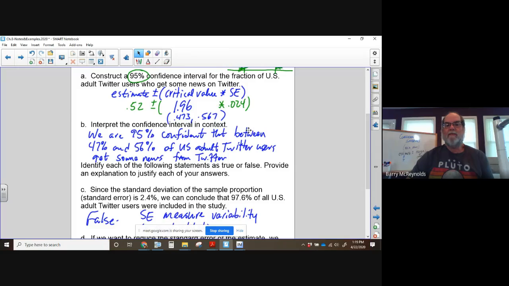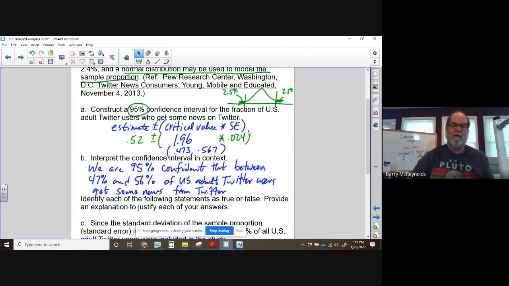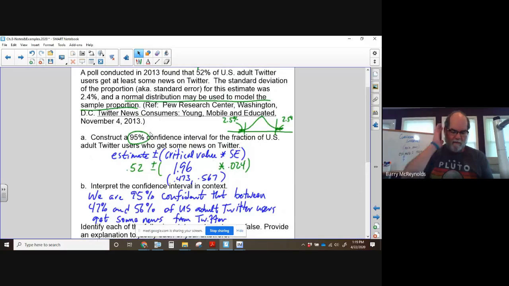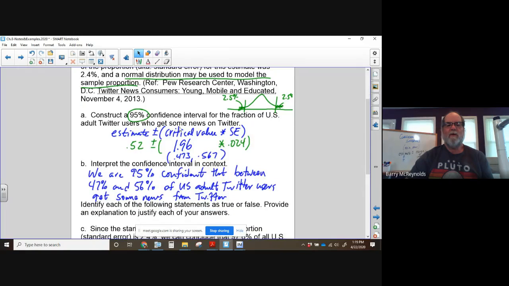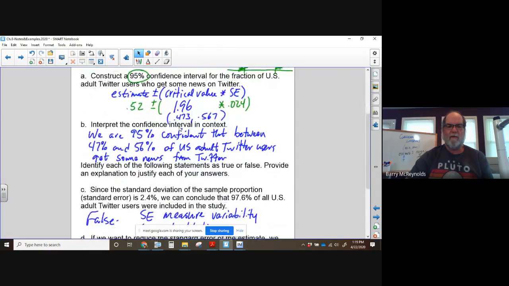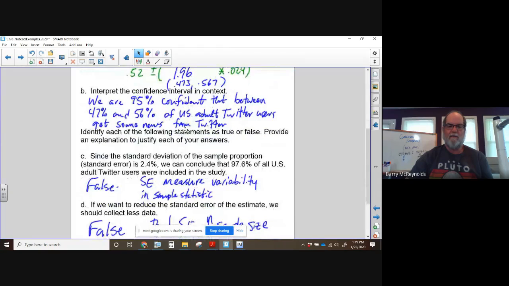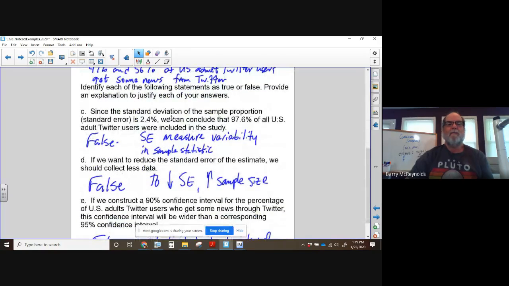So that is the simplest of all examples that we can pull out. In just a minute, I'm going to work through a couple of other examples. But before we move on, I want us to think about what we've just done here and answer some true-false questions. Since the standard error is 2.4%, we conclude that 97.6% of US Twitter users were included in the study. Well, that's false.